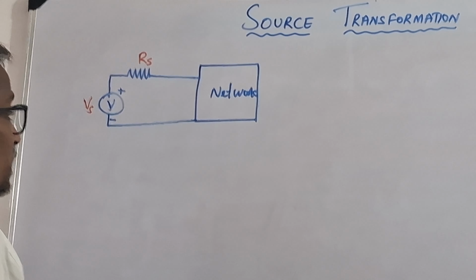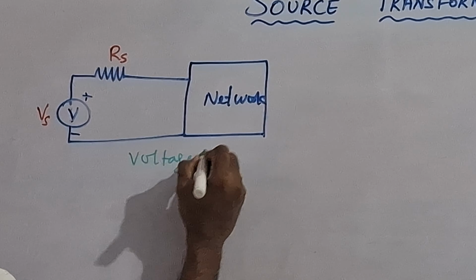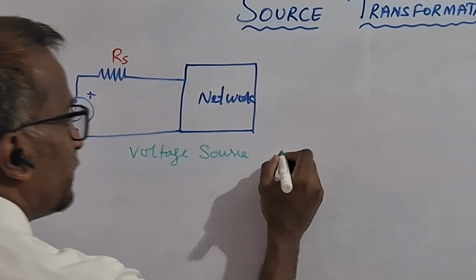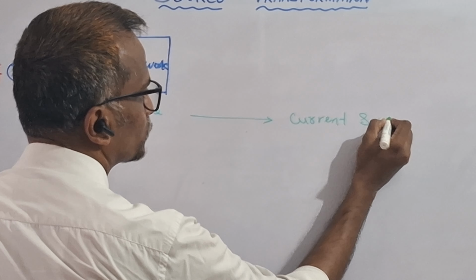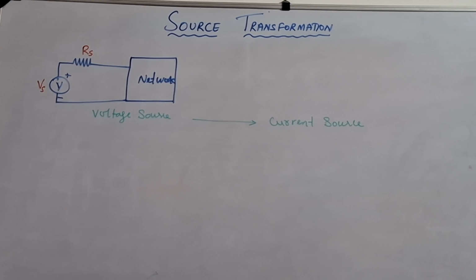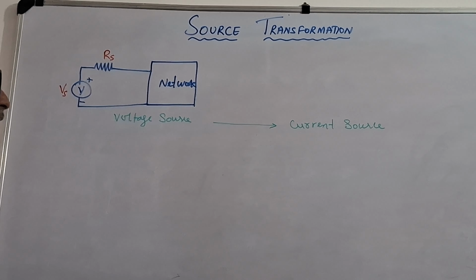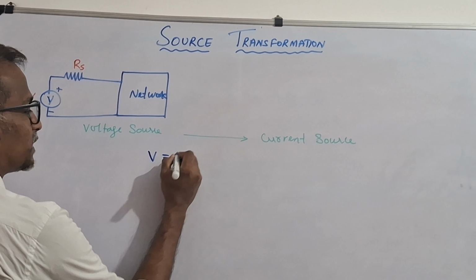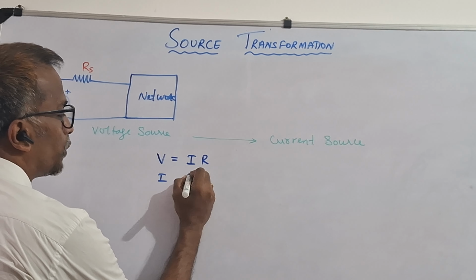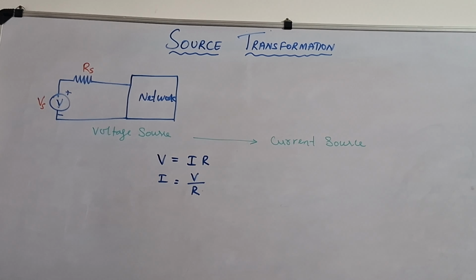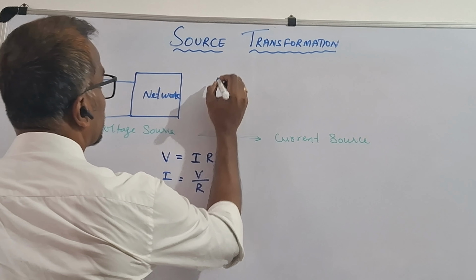So this is called the voltage source, and we are converting that into a current source. Before converting, we should know what voltage is as per Ohm's law. Voltage is equal to current times resistance, so the current is nothing but voltage divided by resistance. These two formulas you are already familiar with. Now I am going to convert that into the current source.